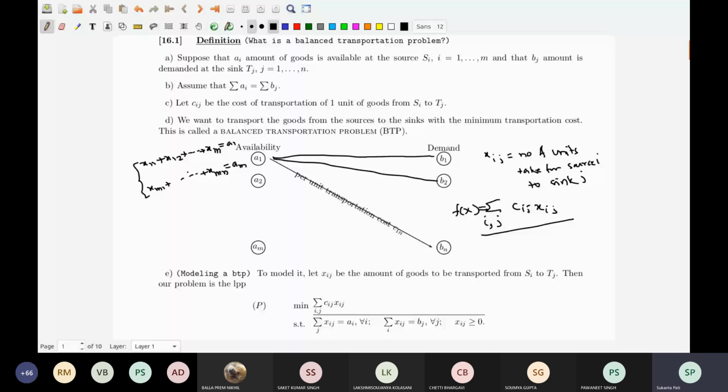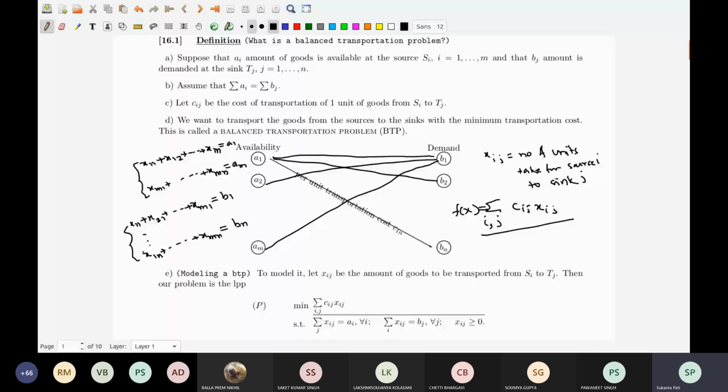Similarly, at B1, whatever B1 receives from source 1, source 2, and up to source M, that total has to be B1. So x11 plus x21 plus up to xm1 has to be equal to B1, and x1n plus up to xmn has to be equal to Bn. This is the B type constraints, the constraints occurring due to the sinks.